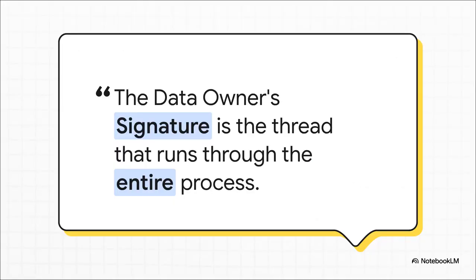You know, when you trace the whole process from start to finish, it becomes so clear that the data owner's signature is the one constant. It's the golden thread that connects everything. From the second it's created to the moment it's used, that signature creates an unbreakable, verifiable link straight back to the person who created the data. It's the ultimate source of trust in this entire system.